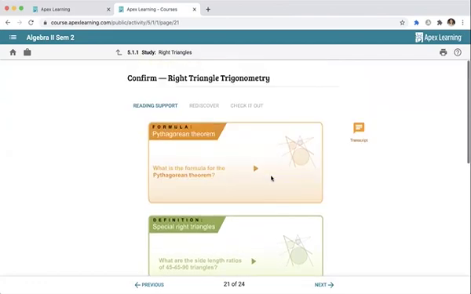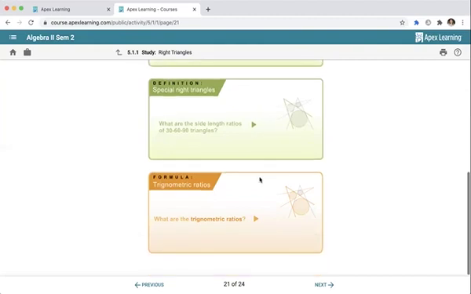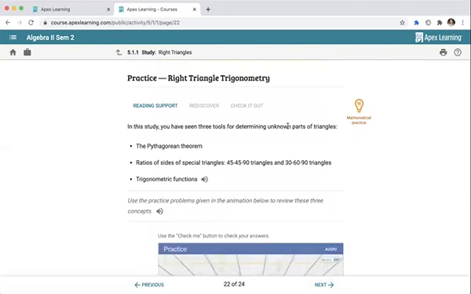So of course then here, we talked a lot about the Pythagorean theorem. We talked about our different angles for our specific triangles, and then our trigonometric ratios for sine, cosine, tangent, cosecant, secant, and cotangent.